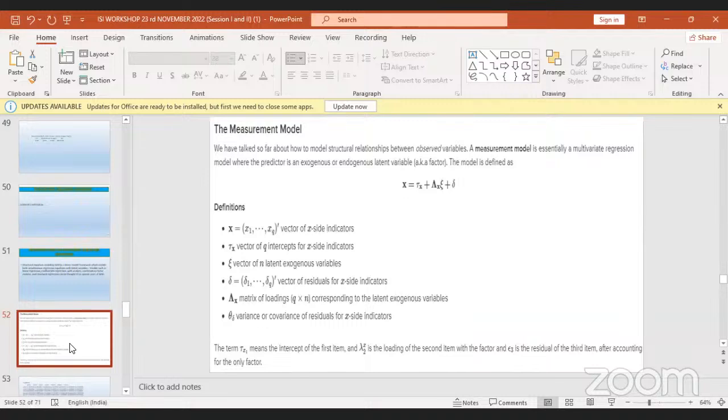So X-side indicators are there, a vector of intercepts, and a vector of latent exogenous variables. Now, a vector of residuals is also given, and capital delta, the matrix of loadings, and theta delta, the variance and covariance of the residuals. So this is a simple multivariate type regression model.